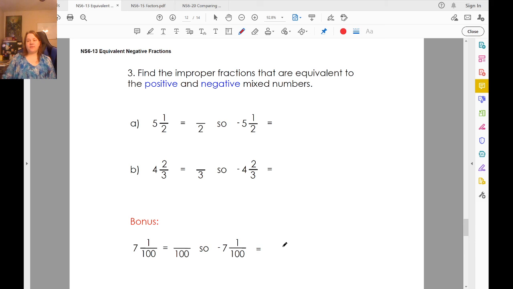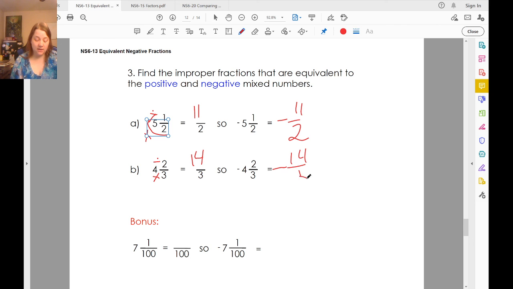So what they want us to do now is find the improper fractions that are equivalent to the positive and negative mixed numbers. So if I have 5.5, I need to figure out what's the improper fraction. Well, I know that I have 5 wholes, and each of those wholes have 2. So 2 times 5 is 10, plus the 1 is going to be 11 over 2. Negative 5.5 would just be negative 11 over 2. 4 2/3, I would go ahead and multiply 4 times 3, and I would get 12, plus 2 would be 14 over 3. So negative 4 2/3 would be negative 14 over 3.